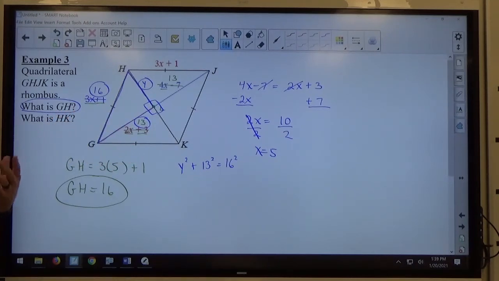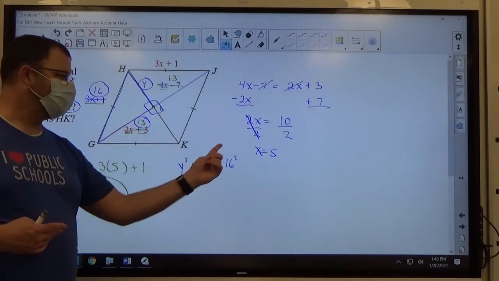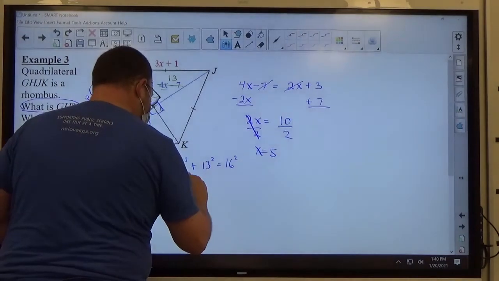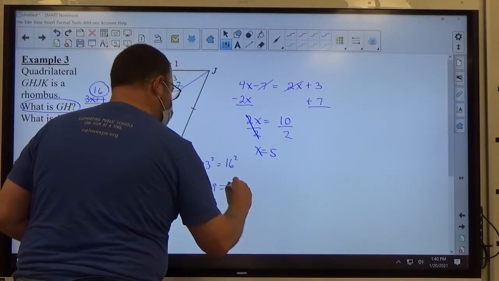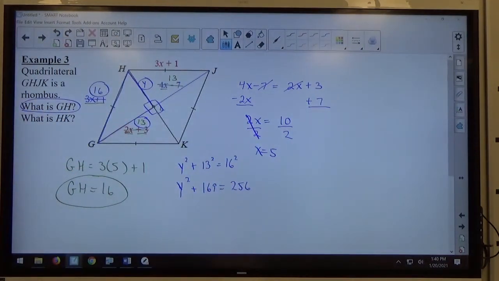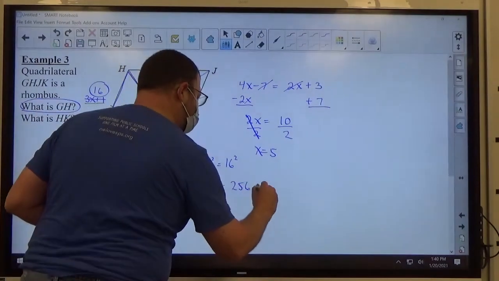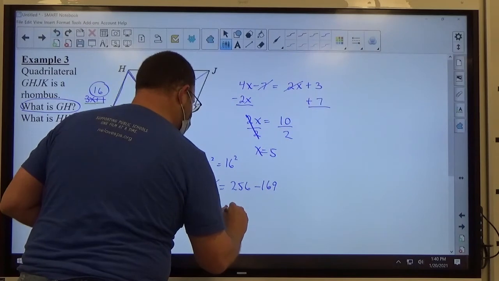Once you've established the Pythagorean theorem, you create the equation. Now you've got to solve the equation. The numbers are either on the same side or different sides. If they're on different sides, you're going to have to move this over here. But before I do that, I want to square everything. So y squared I don't know yet. 13 squared is 169. 16 squared is 256. If the numbers aren't together, you've got to move. So 169 moves across and becomes negative 169. So y squared equals 87.